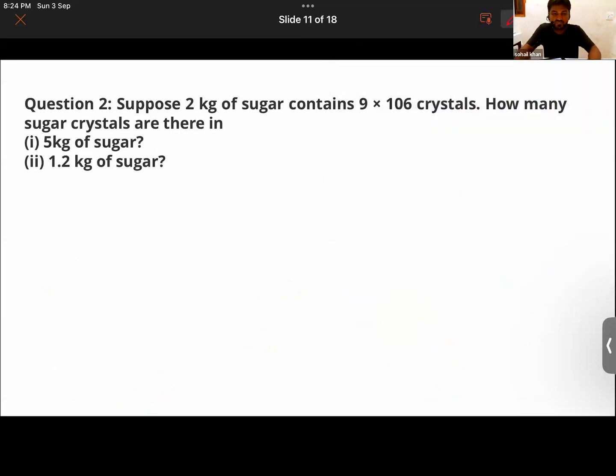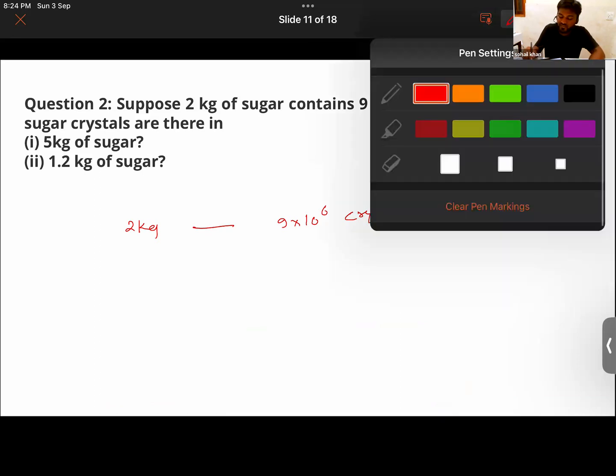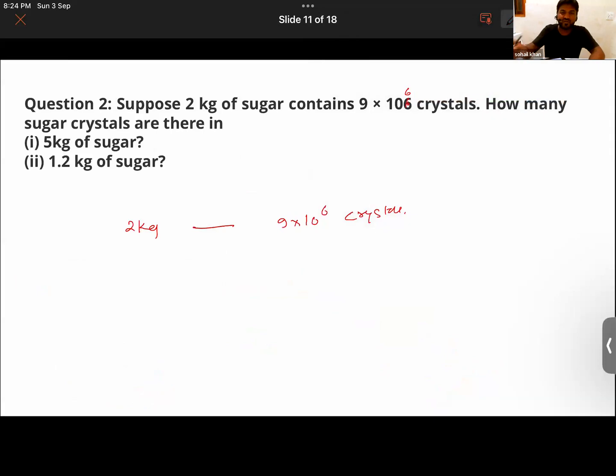See this question. Suppose 2 kilogram of sugar contains this much of sugar crystals. This is 9 into 10 raised to the power 6. How many sugar crystals will be there in 5 kilogram if 2 kilogram contains this much? You can solve it either using the tabular method or using the unitary method. Either way, it can be solved.